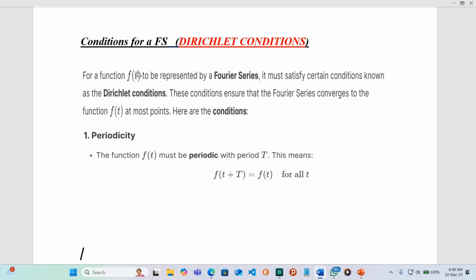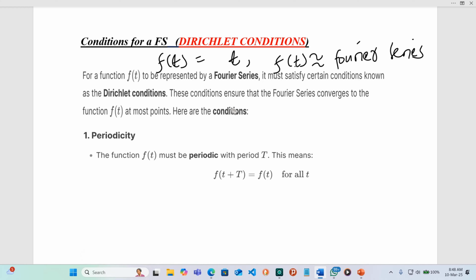So we are saying usually this f of t, this function, for example, f of t could be equivalent to a given function, say t. But now if we take it to a Fourier series, it becomes approximate. So f of t will be approximately equal to a Fourier series of cosines and sines. But now these conditions ensure that this series always converges to the function f of t at most points.